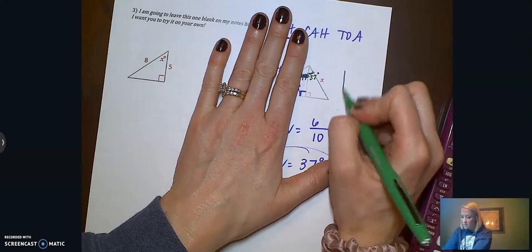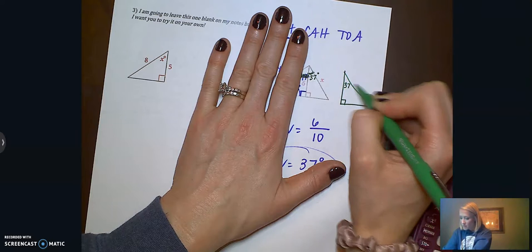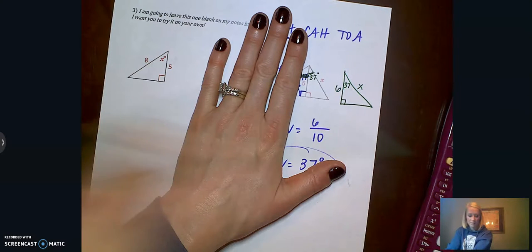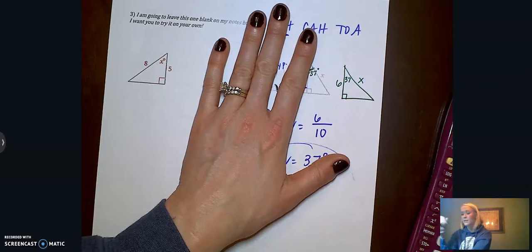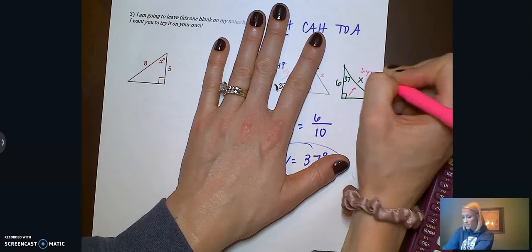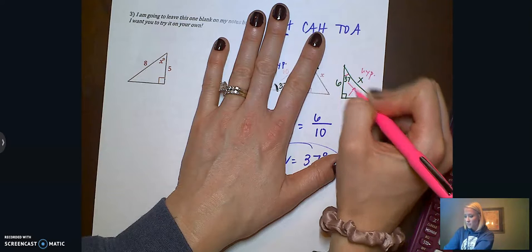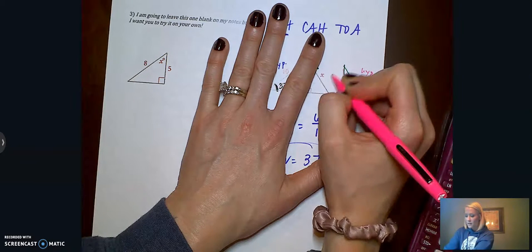Now if it helps you to redraw it, maybe do that. This is 37. This is X. This is 6. I'm going to start over. This is like a whole new problem. I'm going to label my sides for this triangle. So across from the 90, there's the hypotenuse. Across from the 37 degrees, that's the opposite leg. And then this other one, adjacent.